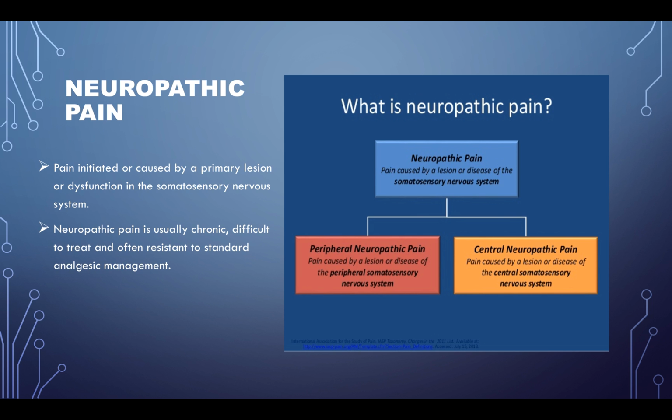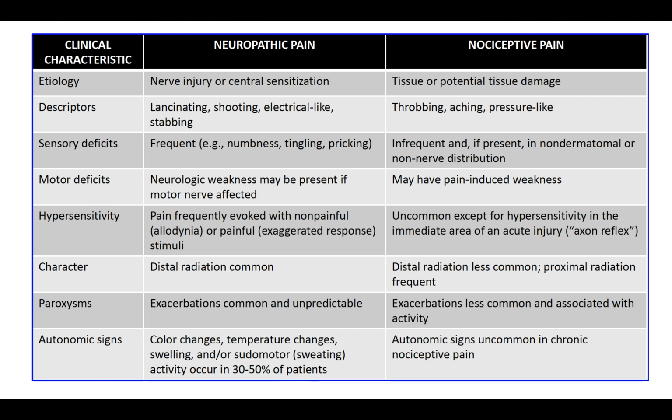So, neuropathic pain is pain initiated or caused by a primary lesion or dysfunction in the somatosensory nervous system. It's usually chronic, it's difficult to treat, and it's often resistant to standard analgesic management. Neuropathic pain can be broken down into peripheral neuropathic pain and central neuropathic pain. Peripheral neuropathic pain is pain caused by a lesion or disease of the peripheral somatosensory nervous system, and central is pain caused by a lesion or disease of the central somatosensory nervous system, which I'm sure you all already knew.